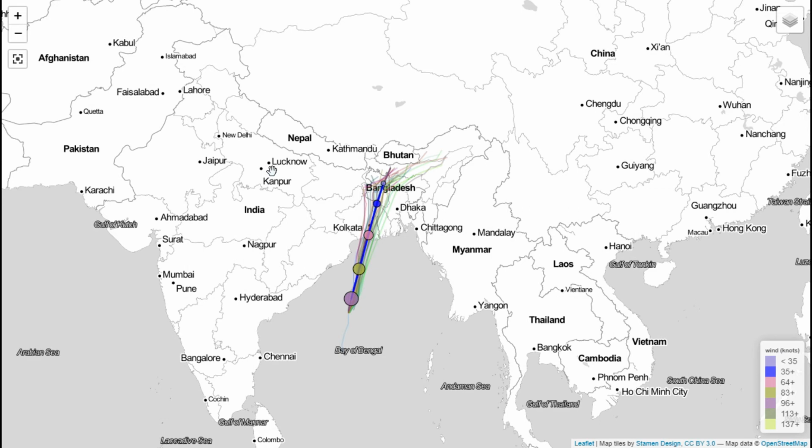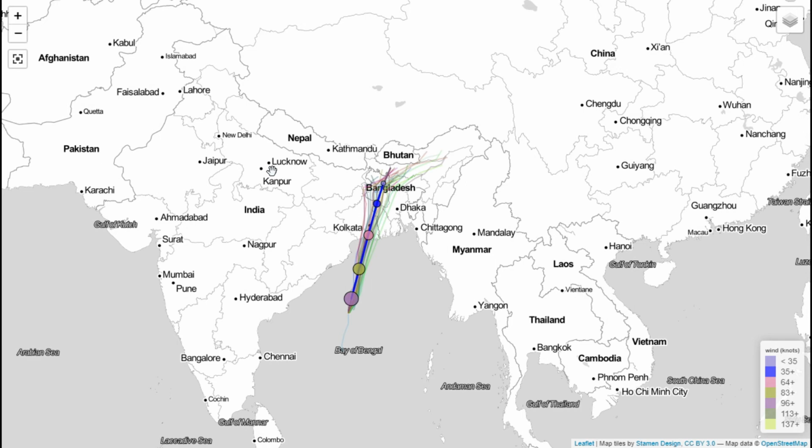This particular map has been created by the cyclones.com website with the help of NOAA. NOAA is the National Oceanic and Atmospheric Administration. It is an American scientific agency within the US Department of Commerce. It basically measures the movement of different types of cyclones, hurricanes, tornadoes across the globe.